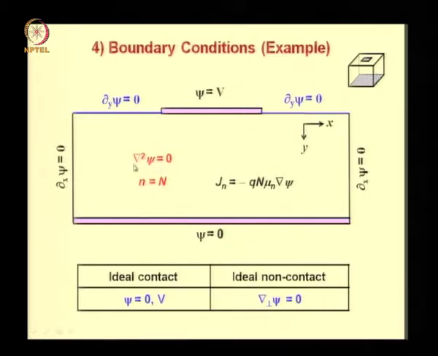Because you only have to solve this equation del square psi equal to 0. The equation for electron concentration is decoupled from the del square psi equal to 0 equation. So this is actually the simple picture that we have to solve.